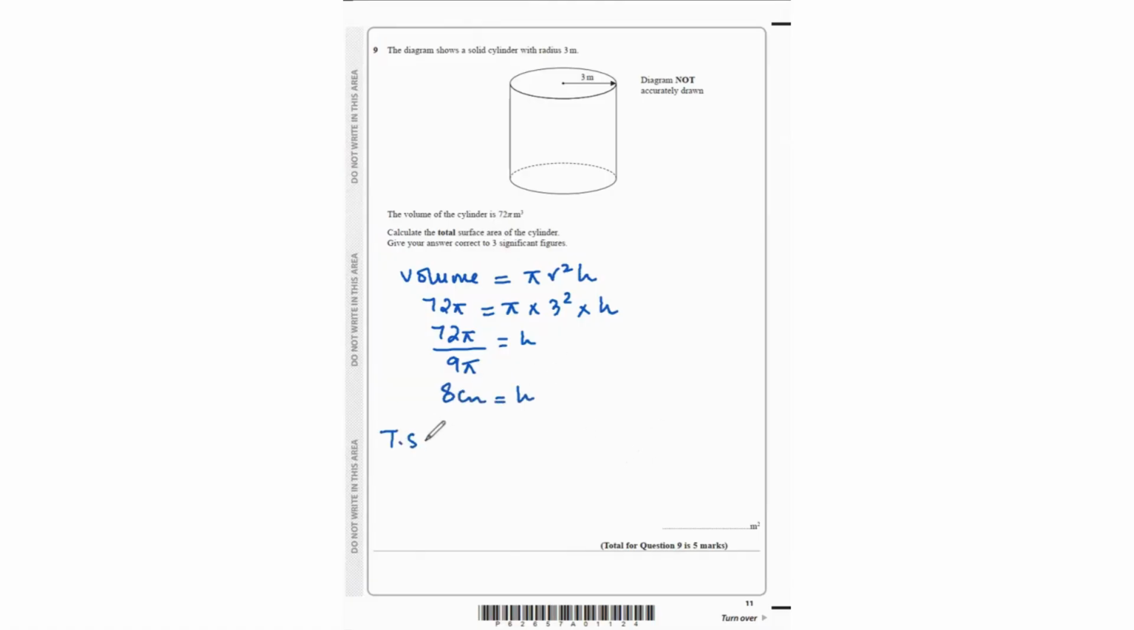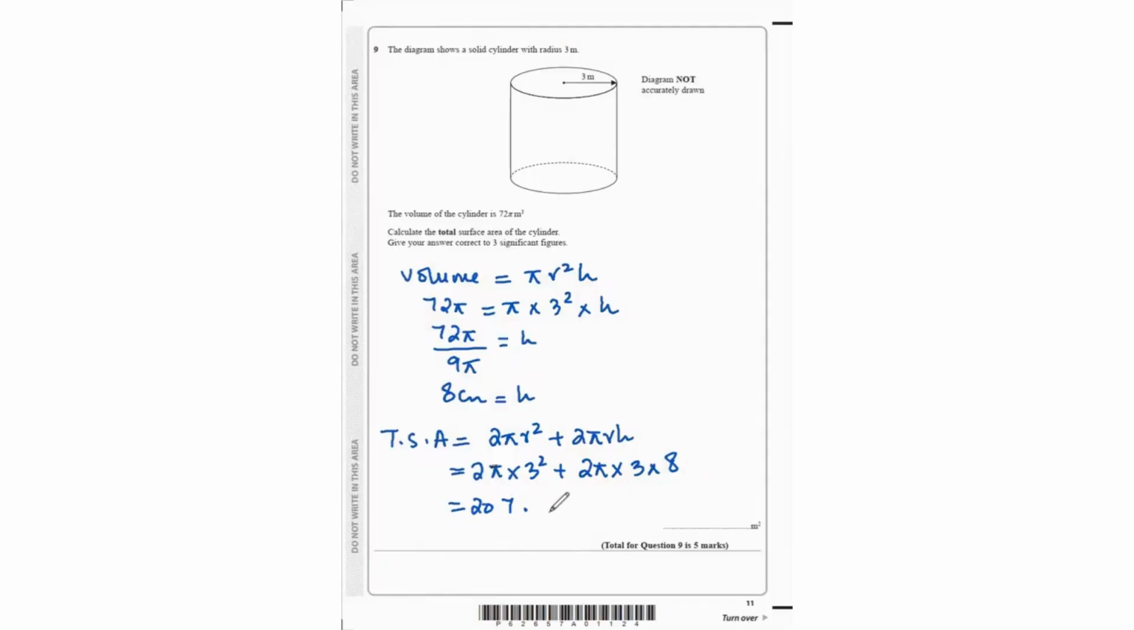Now for the total surface area of a cylinder, the formula is 2 pi r square plus 2 pi r h. 2 pi r square is your top and bottom area added, and 2 pi r h is your curved surface area. So that's 2 pi times 3 squared plus 2 pi times 3 times 8. That is going to give us 207.35 square units. And they want the answer correct to three significant figures. That's going to be 207. That's how you find the total surface area of the cylinder.